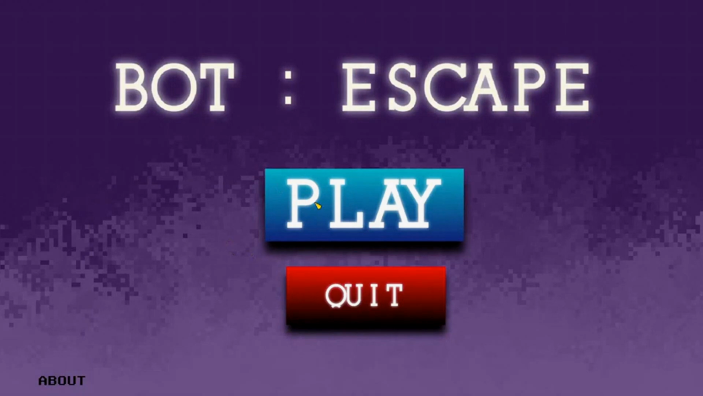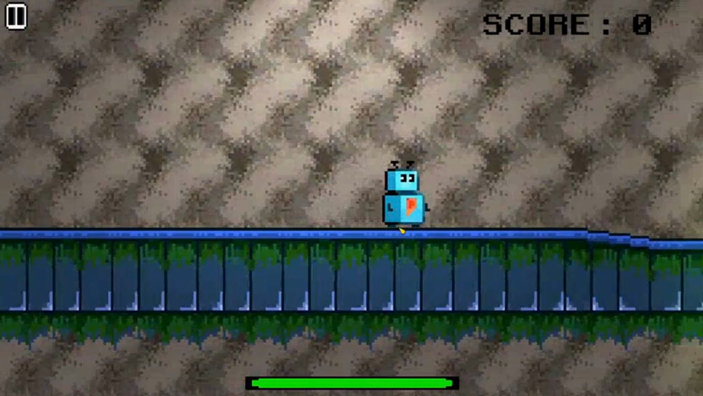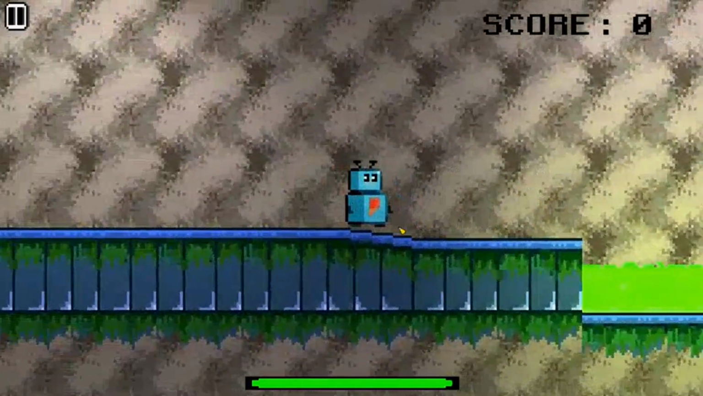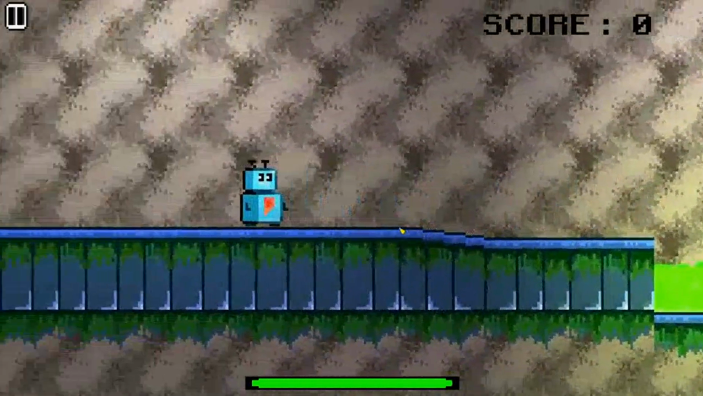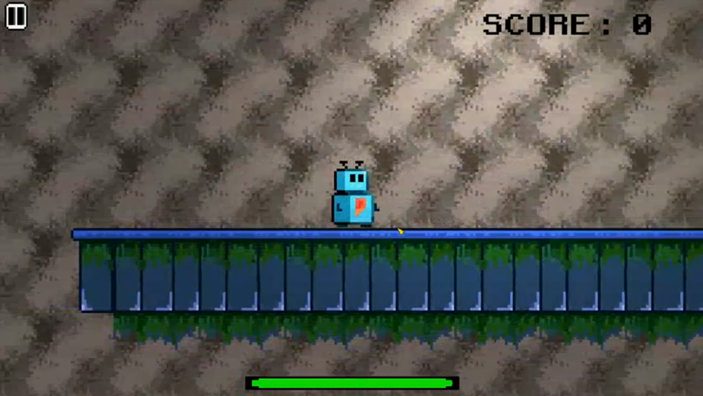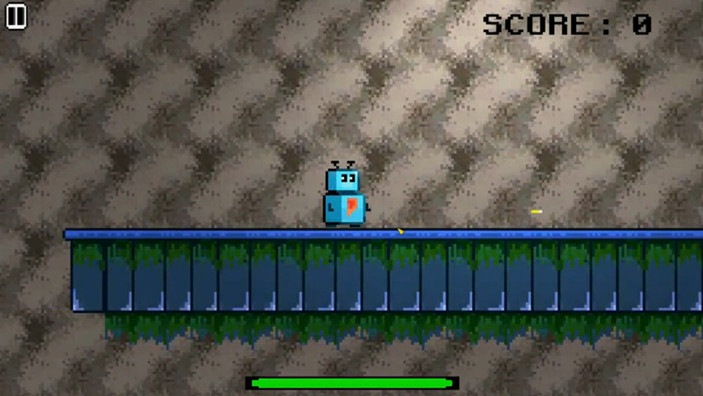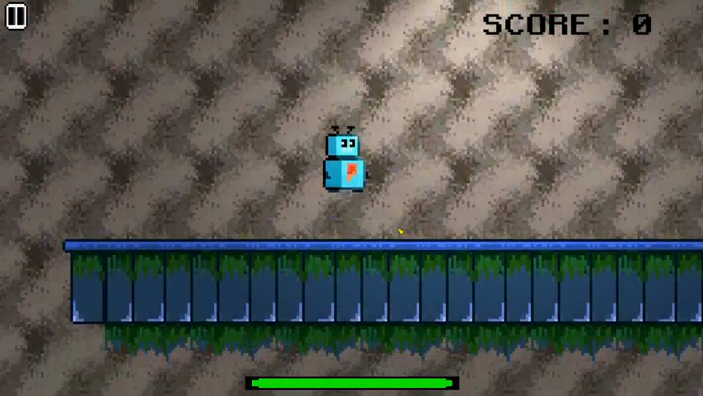So let's begin. As you can see, the right arrow key makes the robot go right, and the left arrow key makes the robot go left. And the left mouse button makes the robot shoot some bullets, and the space button makes the robot jump.